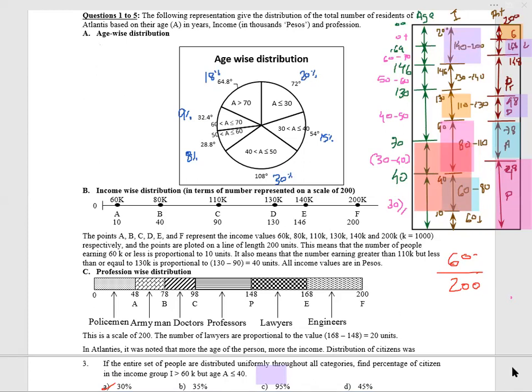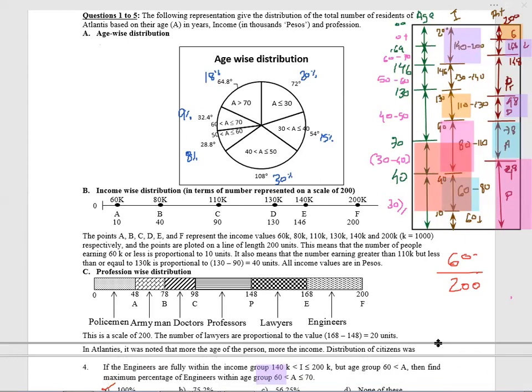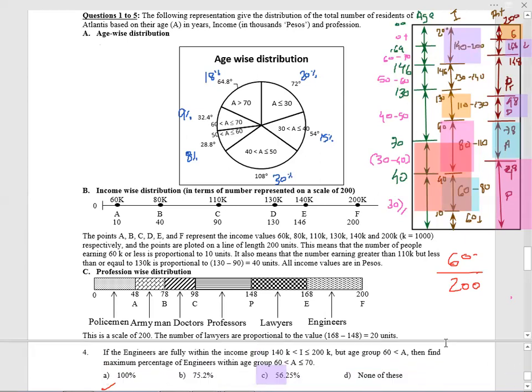Next problem. If the engineers are fully within the income group of 140 to 200, but age group of above 60, then find the maximum percent of engineer within the group of 60 to 70. So how many engineers are there? Number of engineers are 32.